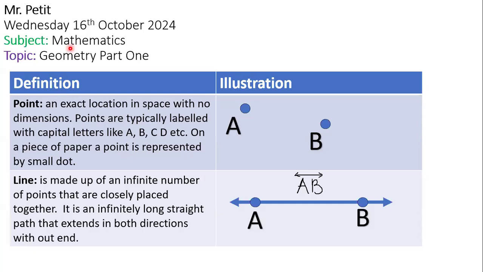Can you read the definition of a point? What do we mean by a point? A point is an exact location in space with no dimension. Points are typically labeled with capital letters like A, B, C, and D, etc. On a piece of paper, a point is represented by a small dot. Mm-hmm. And go ahead.